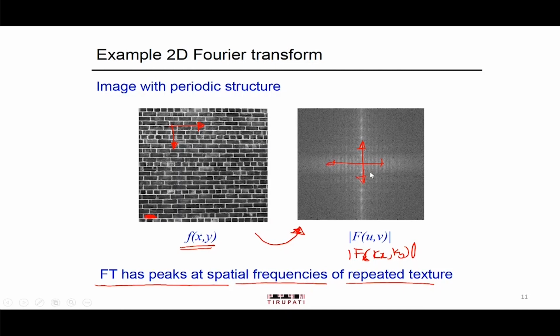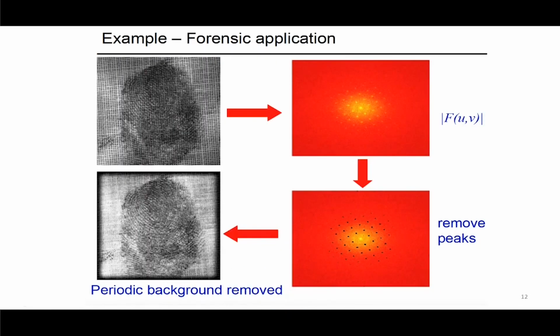That's one observation, but how could you make use of that? This is one example where you could make use of it. This is a scanned image where you have taken the thumb impression on a sheet which has some grid-like structure, as you could see here. So now for your forensic analysis purpose, you want to get rid of all these grid points.